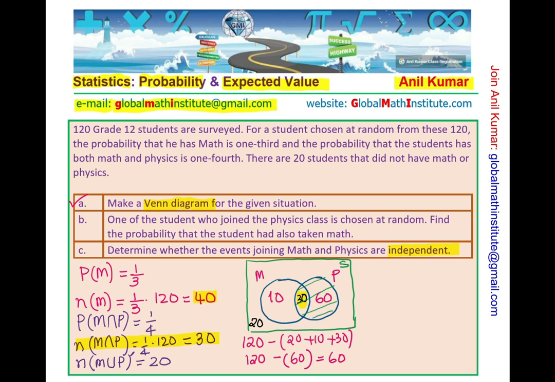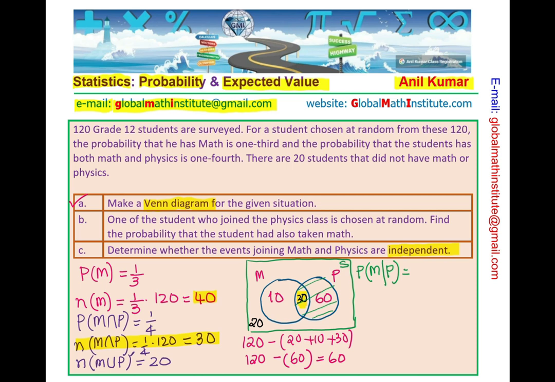From this category, one of the students who joined the physics class, out of 90, we have to find the probability that the student had also taken maths. So basically, we are finding the probability that the student has taken math and we are selecting from physics. Get the idea? This P is for physics.